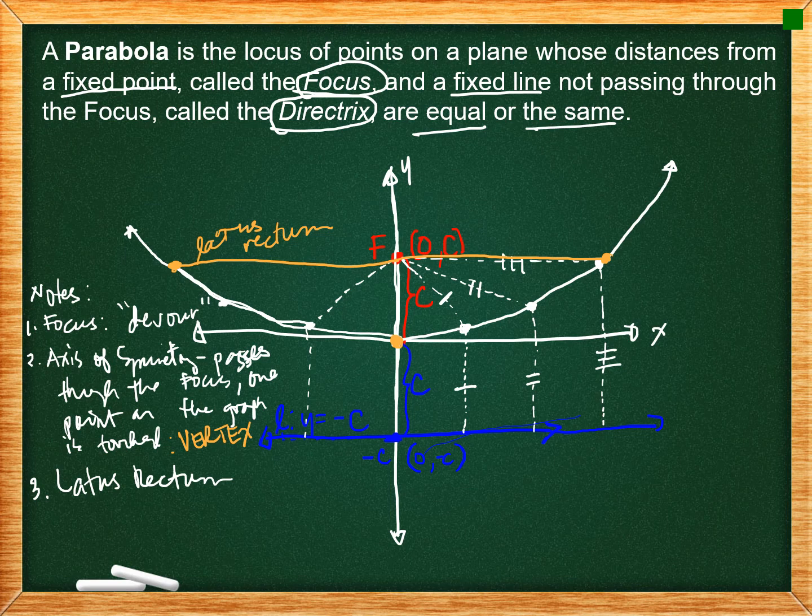And as you can see, this latus rectum and the directrix are parallel. The latus rectum is a segment while the directrix is a fixed line.